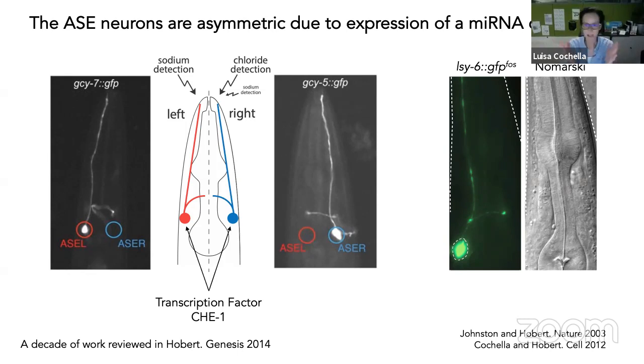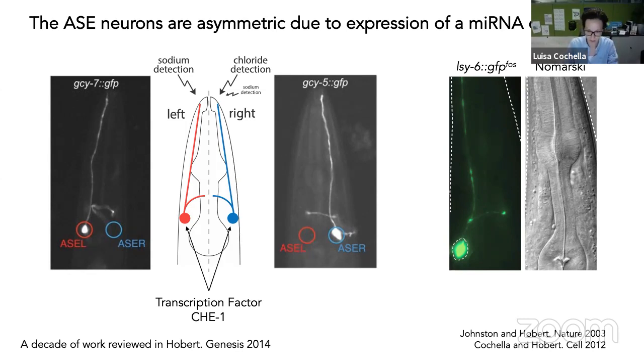So I started studying the transcriptional regulation of lsy-6 because we knew that it's regulated at the transcriptional level. Now, after a lot of work, the only regulator that we knew for lsy-6 was the transcription factor che-1. We knew that che-1 is necessary for lsy-6 expression. But of course, this cannot explain the asymmetry because, as I just told you, che-1 is expressed in both neurons. So clearly there had to be something else.